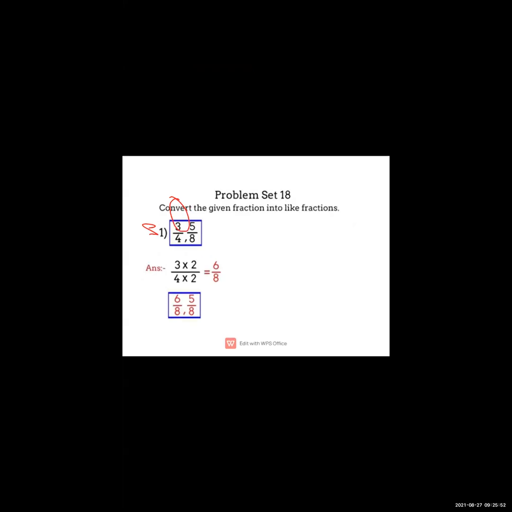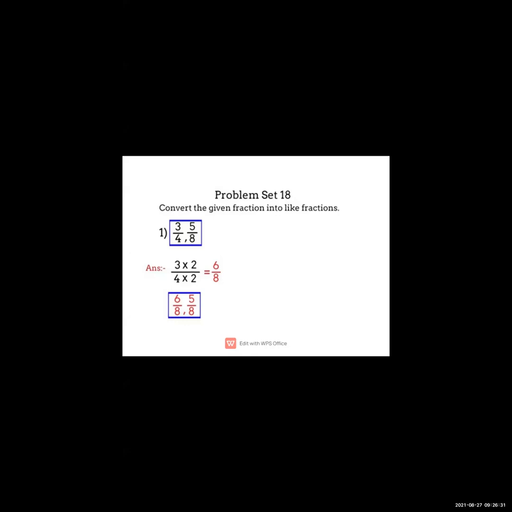Okay, so practice set 18. See the first sum: 3 upon 4 and 5 upon 8. So in the 8 table 4 will not go because 4 is smaller than 8. But in the 4 table, is 8 going? Yes. 4 2s are 8. So what you will do, you will write here 3 upon 4 and 5 upon 8. Two fractions are there. In the second fraction, we don't have to change because in the 4 table 8 is going.